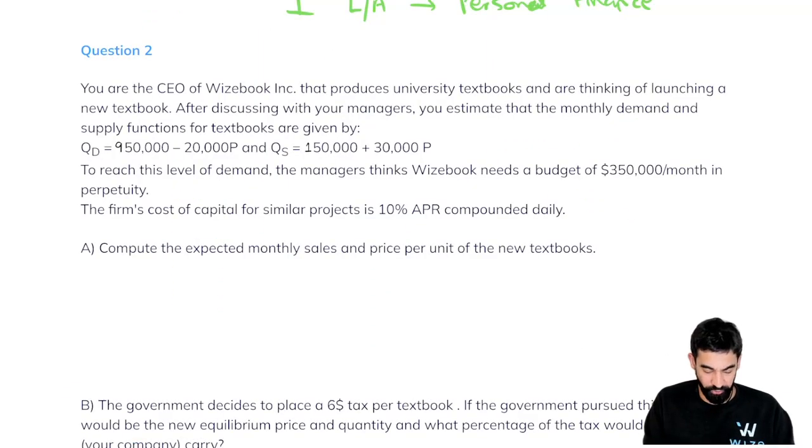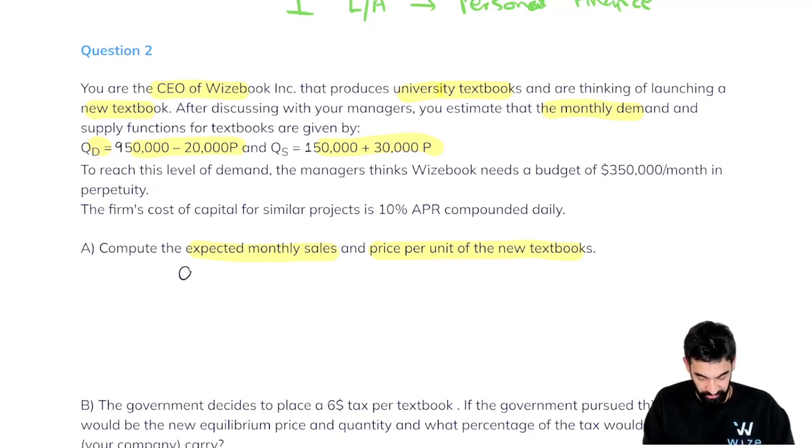So in question 2, it tells you you're the CEO of Wisebook. You produce university textbooks, and you're thinking of launching a new textbook. They give you the monthly demand and supply. And so it tells us here, find the expected monthly sales and price per unit of new textbooks. So this is easy, equilibrium, just make them equal to each other.